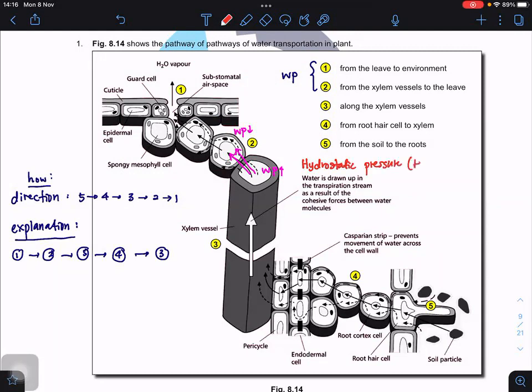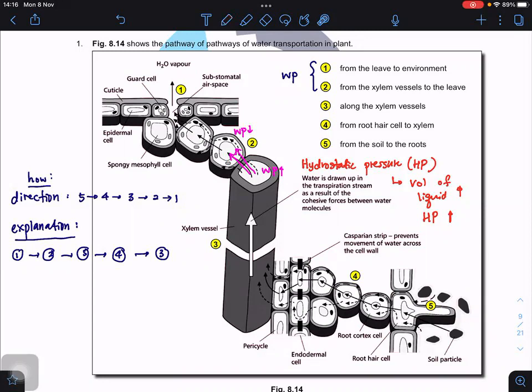Or I put it here, HP. So this hydrostatic pressure actually depends on the volume of liquids. If the volume of liquid is high, then hydrostatic pressure is high. Are you clear in general? Okay, so it means that if we have a high volume of the solutions, then you can see that the hydrostatic pressure will be high.